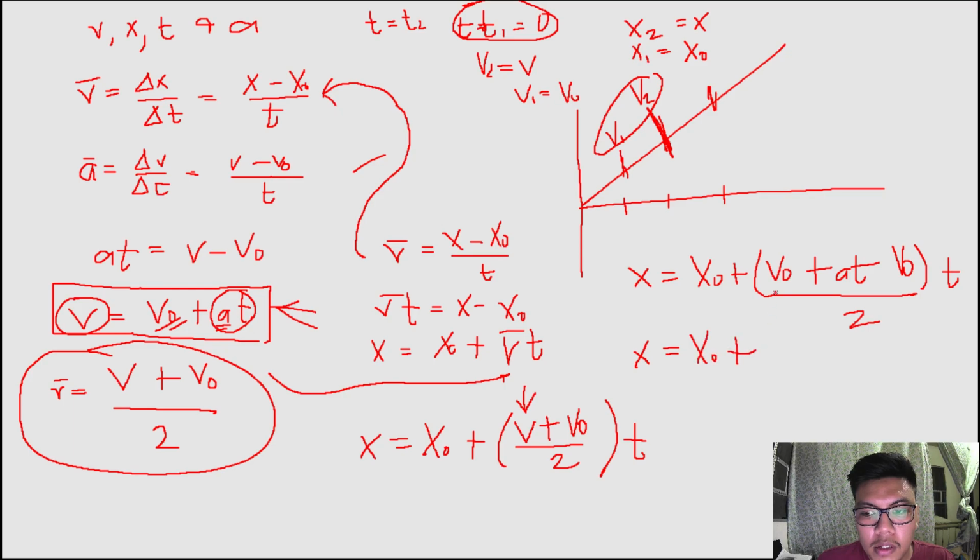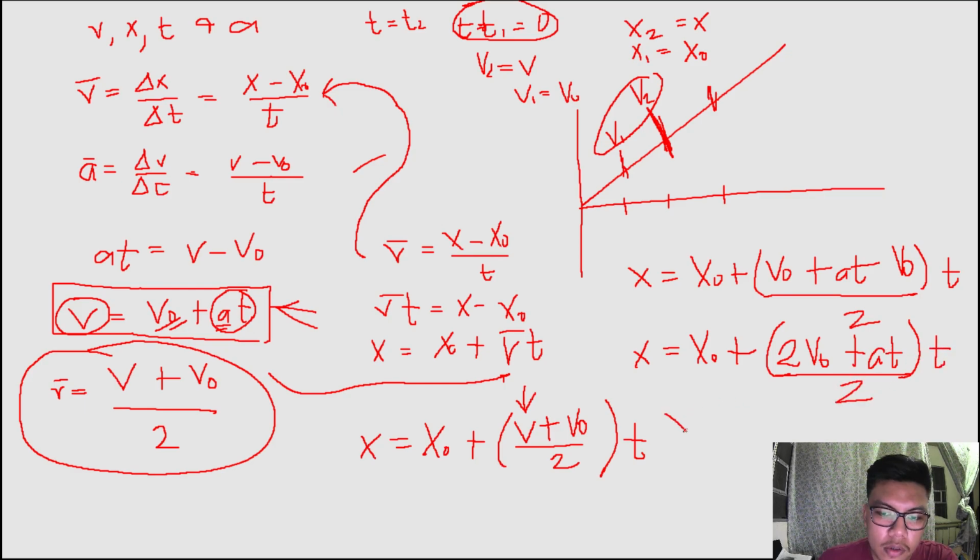So simplifying, meron tayong dalawang v sub o, so we have x is equal to x sub o plus 2 v sub o plus a t, di ba, times t all over 2. Okay, so simplifying, now we have x is equal to x sub o plus 2 divided by 2 v sub o times t, which is v sub o t, di ba? Plus, this one we have a t squared all over 2.